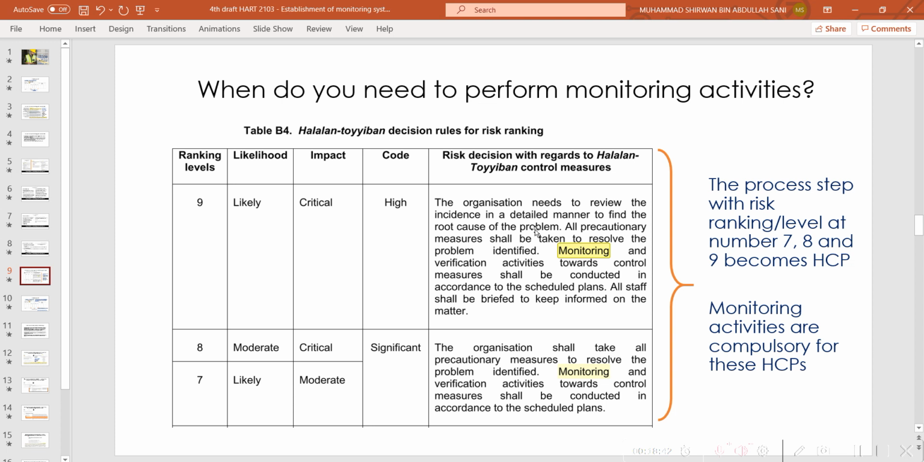So when do you need to perform monitoring activities? Bila kita perlu buat aktiviti pemantauan?